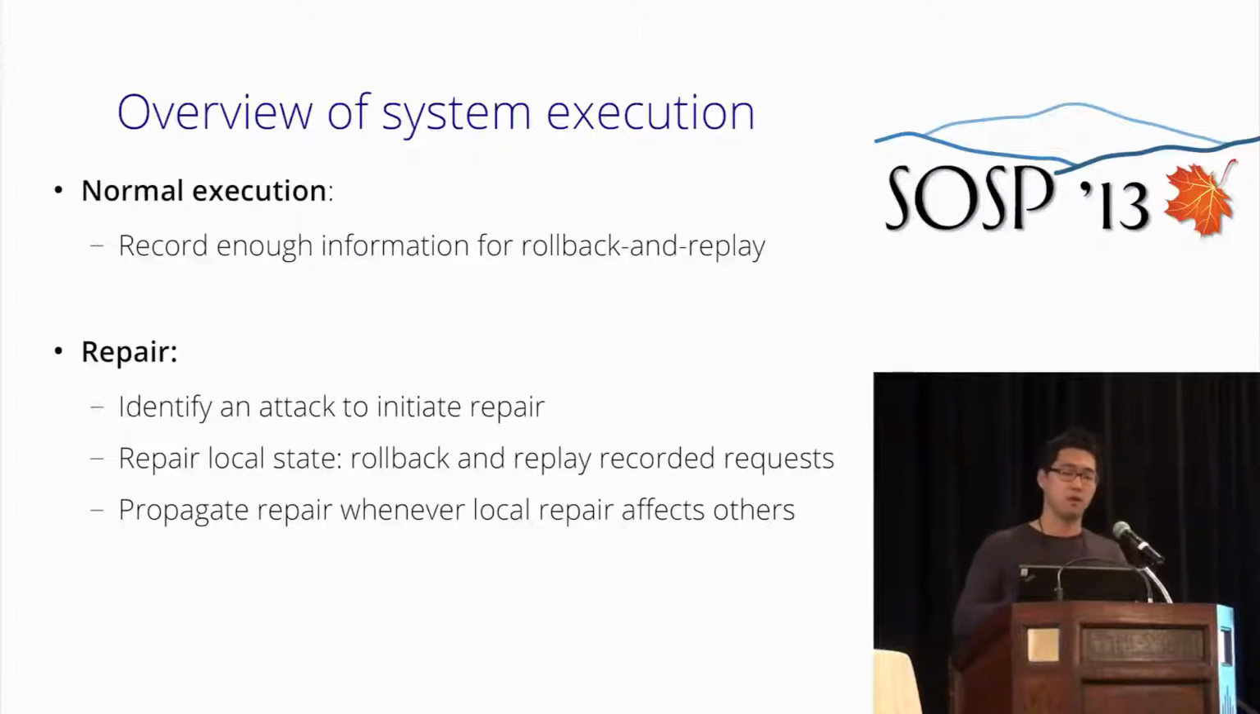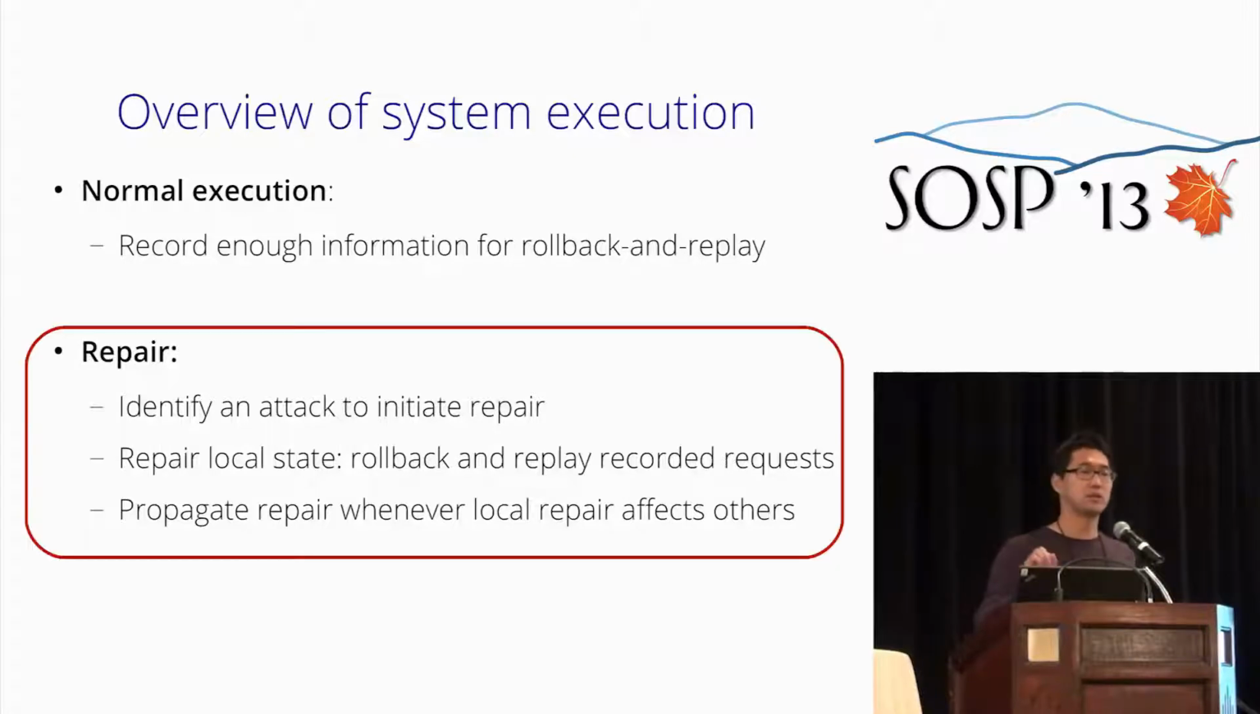And at repair time, we first identify an attack to initiate the repair. And then we repair our local state by rolling back the state to right before the attack was introduced. And we replay the recorded requests after that. Now, whenever our local repair modifies a request that affects other requests or other services, we simply propagate this repair to other web services. Let me talk about this repair process in more detail.